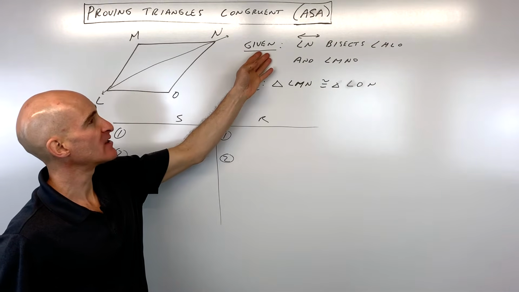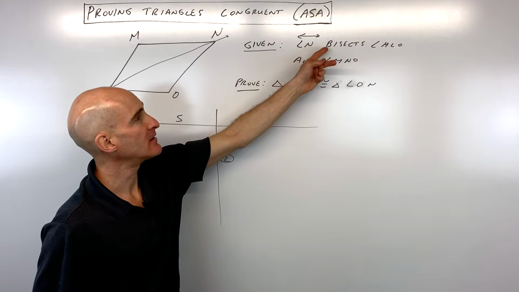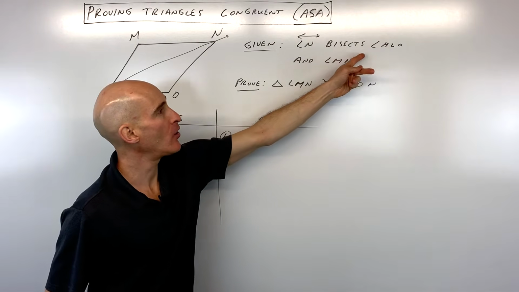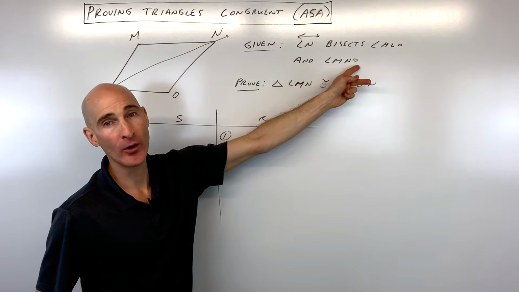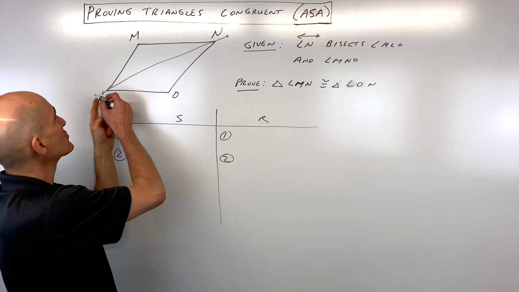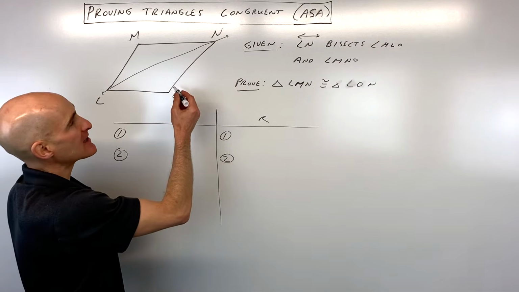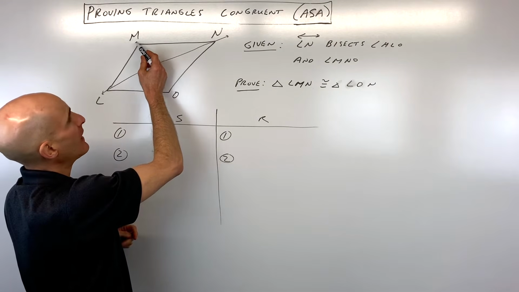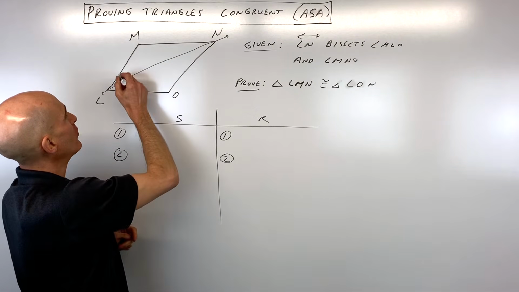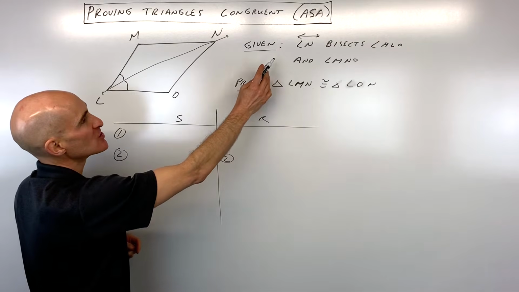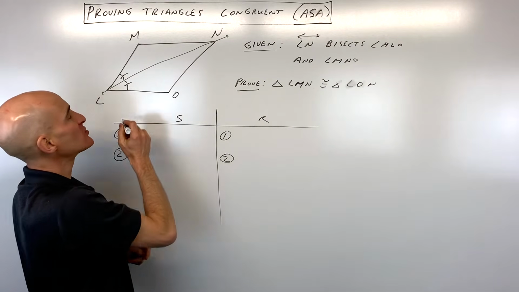So the first thing I do is take the givens. I say, okay, line LN bisects angle MLO and angle MNO. Okay, so let's look at that. So here's line LN. It's bisecting angle MLO. So it means it's cutting it in half. Bi means two, sec means cut. So it means that these two angles are congruent.